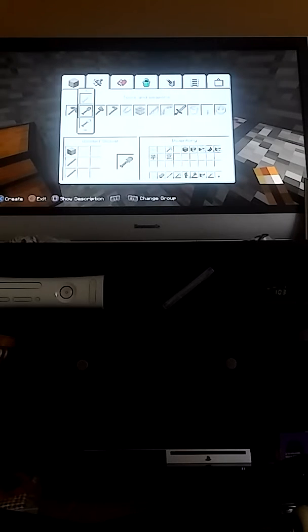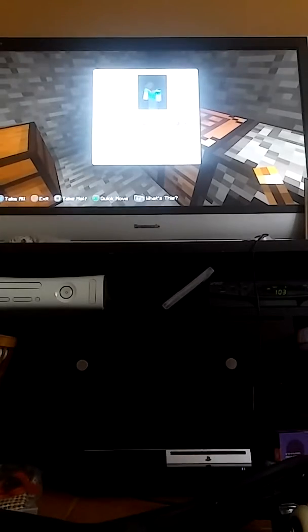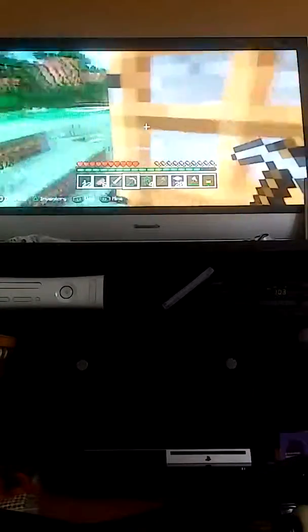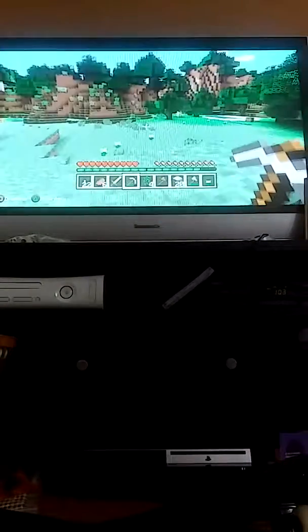So I need to bust some of my wall down. I need to get a sword. Always bring yourself a spare pickaxe. Sorry. I need to find myself a nice mine.